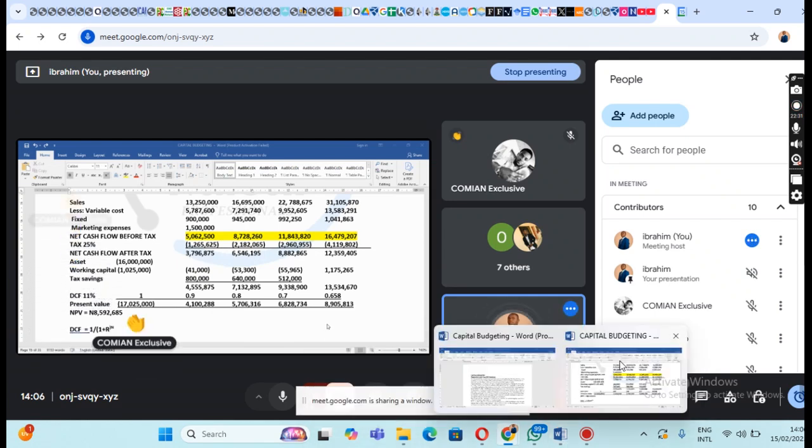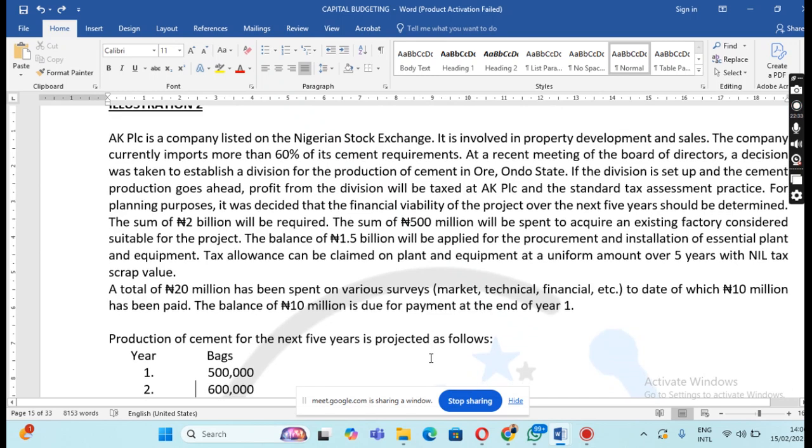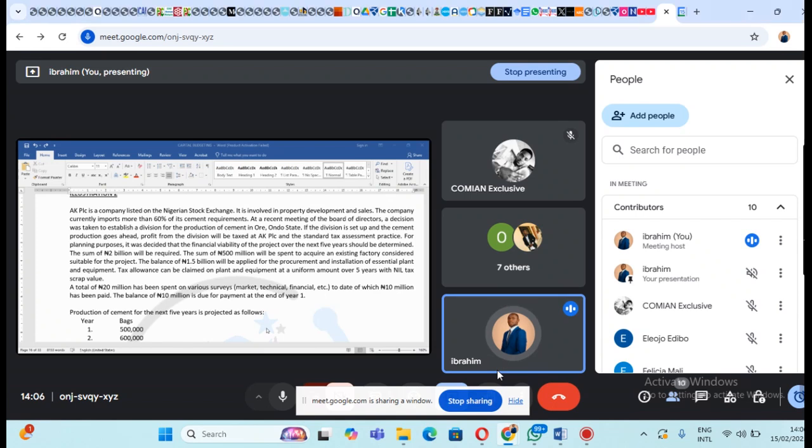All right. Distinguished professional colleagues, let's quickly look at the analysis of this question. This question is adopted from the ACCA as well as ICAN. When you read it, it's kind of complex, but it is not difficult. Now, should we examine this now, or leave it till Tuesday?